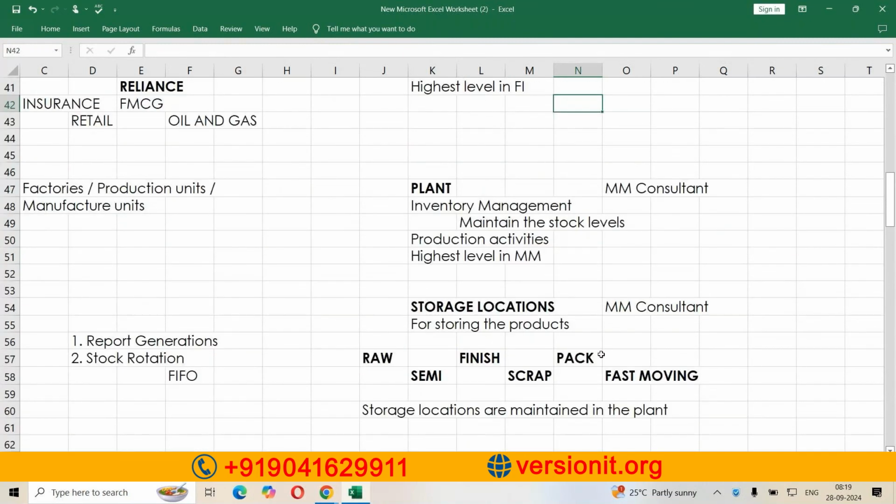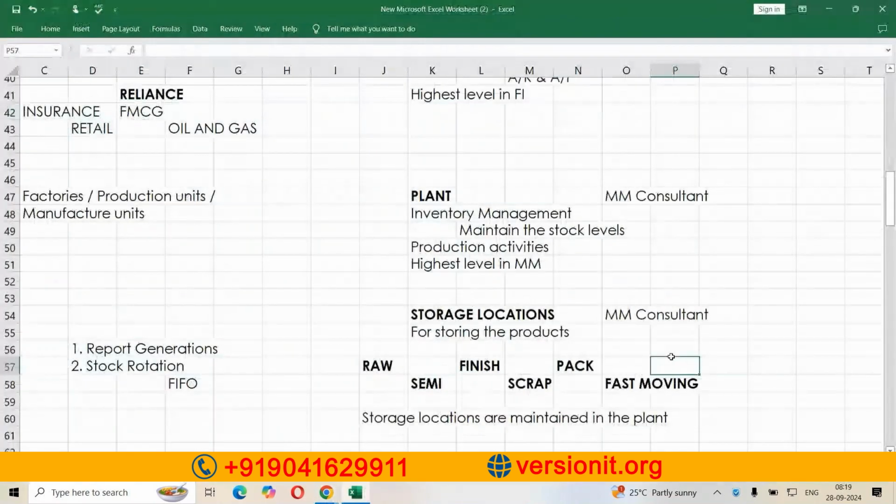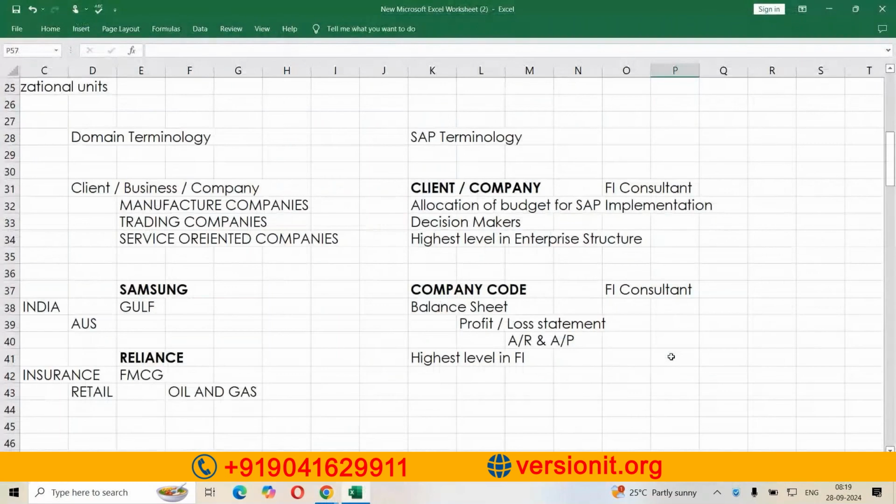So are these particular terms clear, or do you have any queries, please? Did I miss anything over here in the explanation of it?